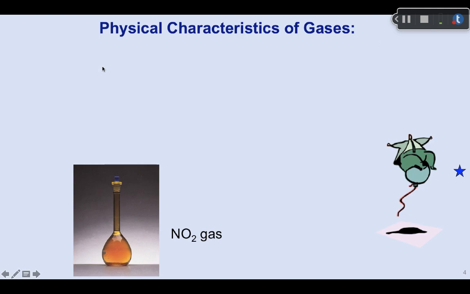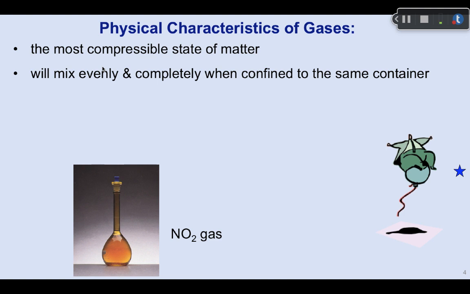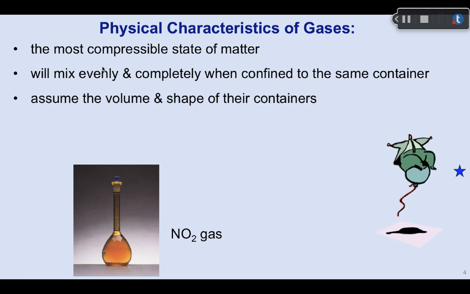What are characteristics of gases that we need to know about? Well, they are the most compressible state of matter. That makes sense. There's a lot of empty space in them. They mix evenly and completely when you confine them in a container. You can't have some of the gas in one place and not another. They just mix. They will assume the volume and the shape of a container. You probably have seen evidence of things like that. And there's an example of nitrogen dioxide gas there where it's completely filling the container.